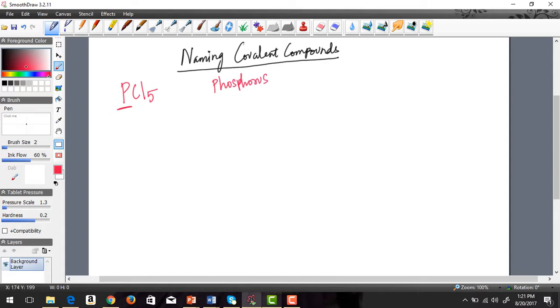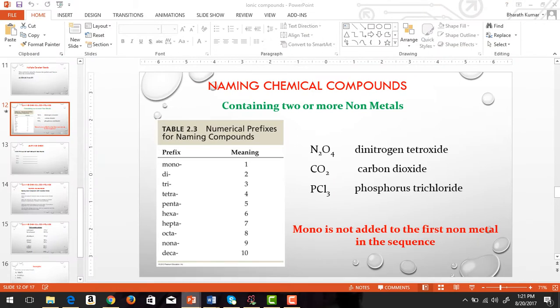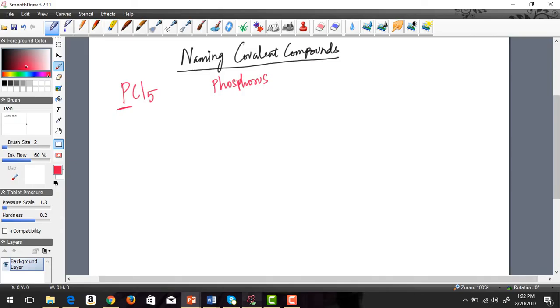Okay, how many? There is a slide in the PowerPoint. If I can go through and tell you which specific slide you should be looking at, it's just this one right here. What does 5 stand for, what does 4 stand for, what does 3 stand for, what does 2 stand for, etc. So 5 is penta, so you say penta. And chlorine is chloride. Keep in mind, with chlorine we have to change the INE to IDE.